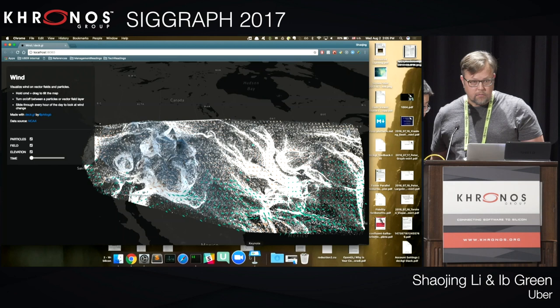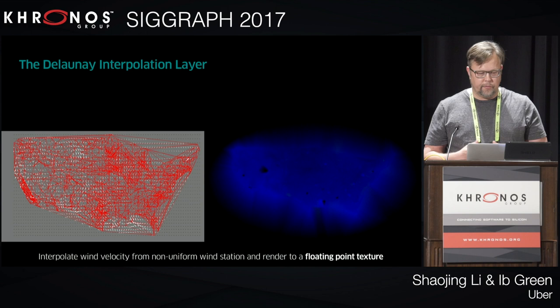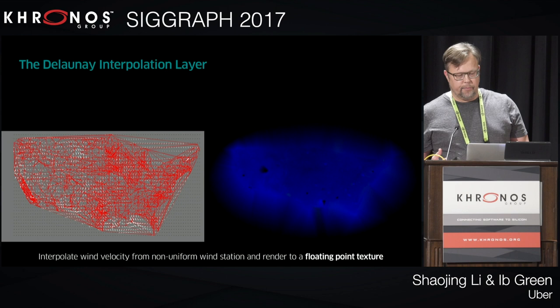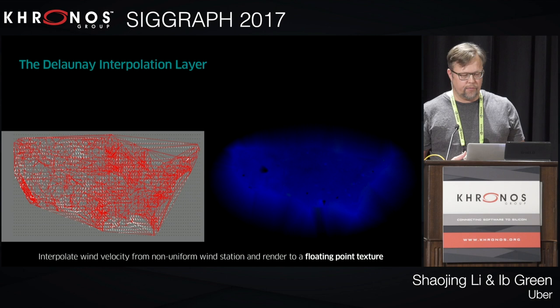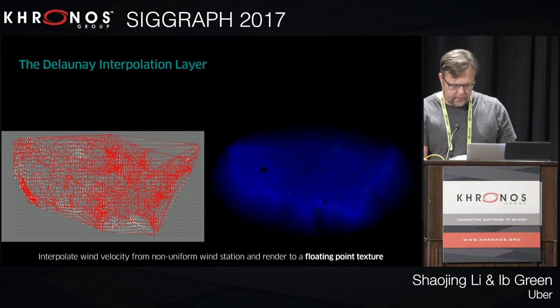I think it's kind of interesting. It's a GPU technique that we use here. You have all these weather stations, and you need to create a vector field that will drive the particles, so you need to interpolate between all these different weather stations. The GPU is very good at interpolating triangles. So we do a Delaunay triangulation of all the weather station vertices, and then assign to the vertices the speed and direction of the wind, and render that into a texture, which we can then sample from, and the GPU automatically interpolates between the weather stations. So it's kind of neat.